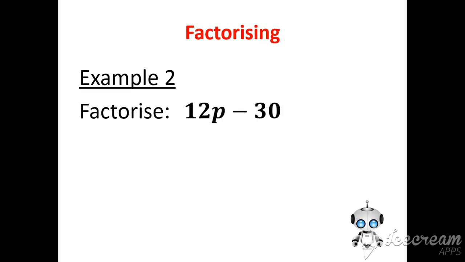All right, example 2. Let's factorise 12p minus 30. Again, if we try and take 12 out, we'd go, no problem, 12 times p is 12p. We'd put our subtract down and we'd go 12 times something is 30, and we would struggle because it would be a fraction or a decimal, and we don't like to use it if we don't have to. So let's show you the better way to solve this one.